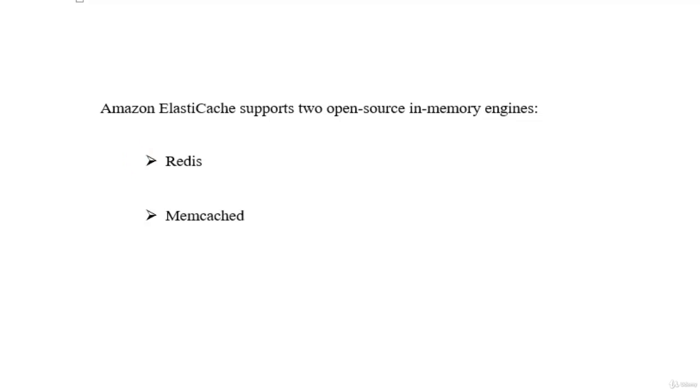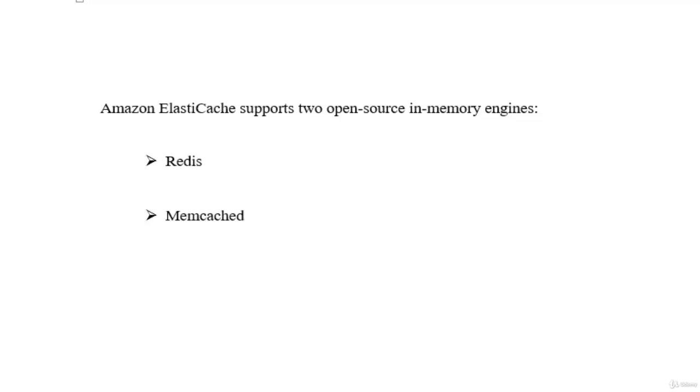Now the second one is Memcached. Memcached is a widely adopted memory object caching system. ElastiCache is protocol compliant with Memcached, so popular tools that you use today with existing Memcached environments will work seamlessly with the service. Amazon ElastiCache automatically detects and replaces failed nodes, reducing the overhead associated with self-managed infrastructures and providing a resilient system that mitigates the risk of overloaded databases, which slow website and application load times.